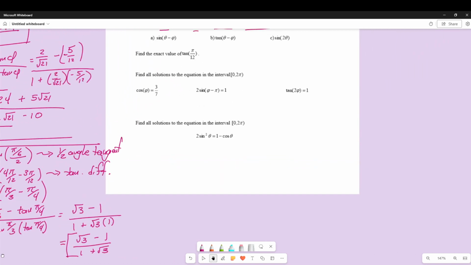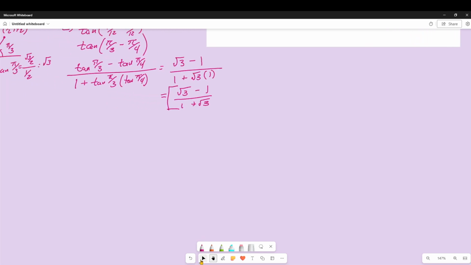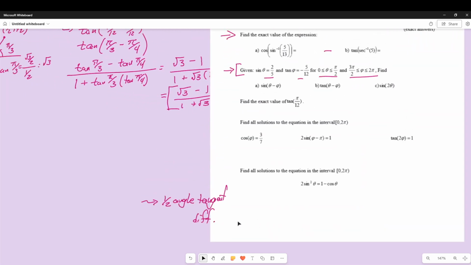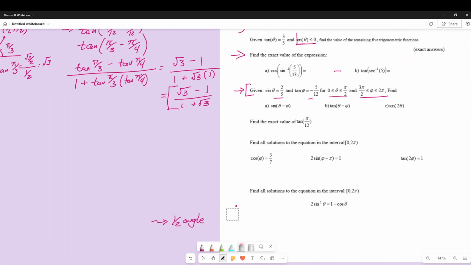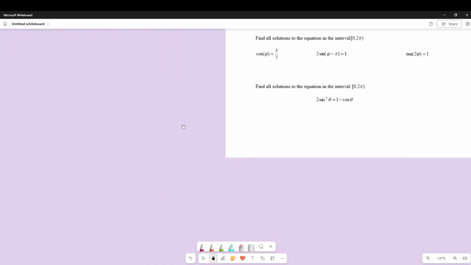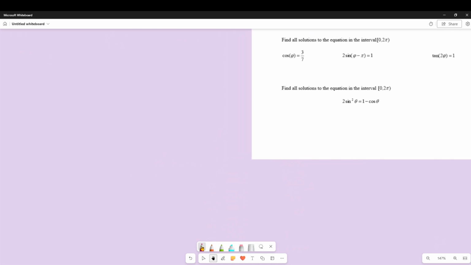Okay, then some solving. Let me keep bringing this down. I think that makes more sense. So some solving here. Find solutions over the interval. Always be careful to find your full exact solution and then restrict it to your interval. So our cosine of phi equals 3/7.